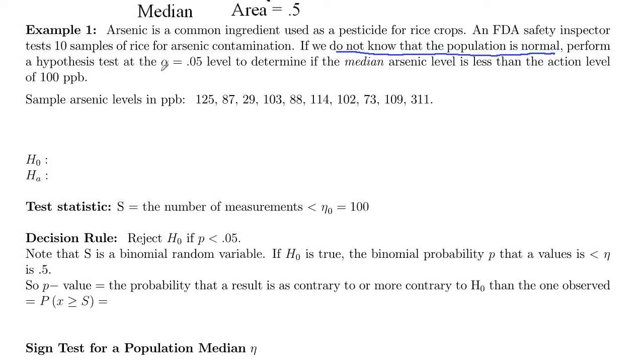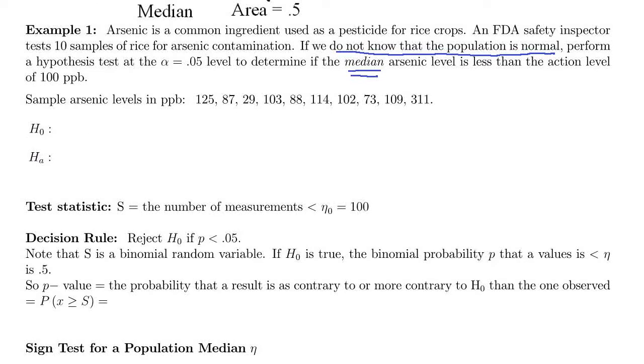Perform a hypothesis test at alpha is 0.05 to determine if the median arsenic level is less than the action level of 100 parts per billion. Also, that's another clue. They're asking about median. Hypothesis test on median is going to be nonparametric. So our sample arsenic levels in parts per billion are here. And so we first want to set up H0 and HA, our null and alternative hypothesis.